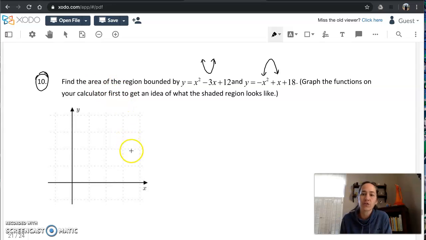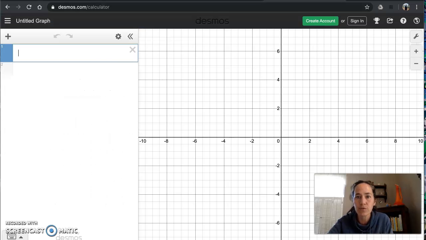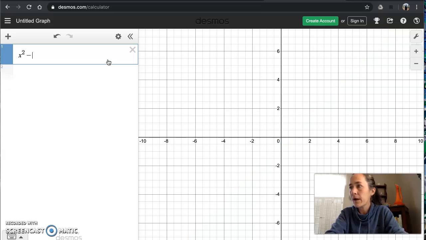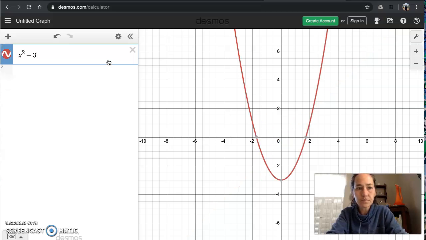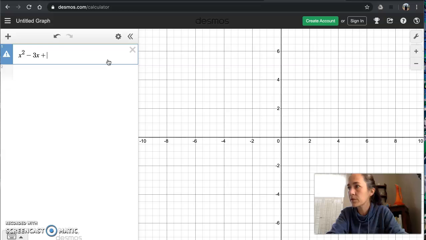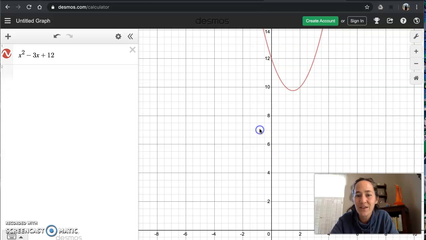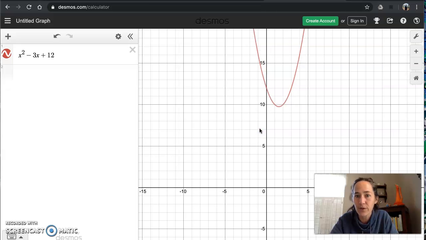It says graph the functions on your calculator first. Because it's so easy to mess with the window on Desmos, I'm actually going to go to Desmos for this one. For my first equation, I'll go ahead and type in the parabola that opens up. So I'll use y equals x squared minus 3x plus 12, how about? Okay, so that one's off the graph, right? I didn't do anything wrong. I'll just have to zoom out a bit so I can see that parabola that I had predicted to open up.